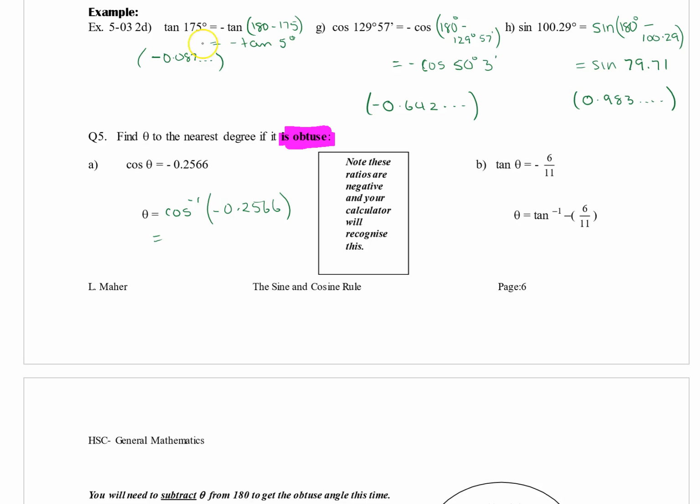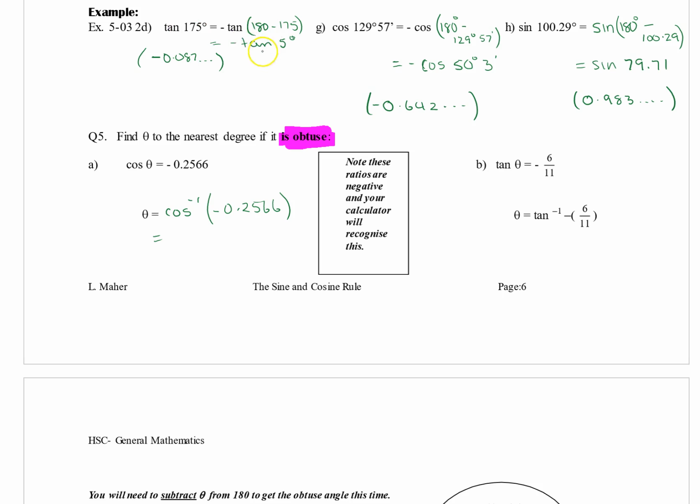So you can see here I've completed the connection between tan 170 in that it's minus the tan of 180 minus 175. So it's minus tan, do your calculation, 180 minus 175 and you'll get 5.